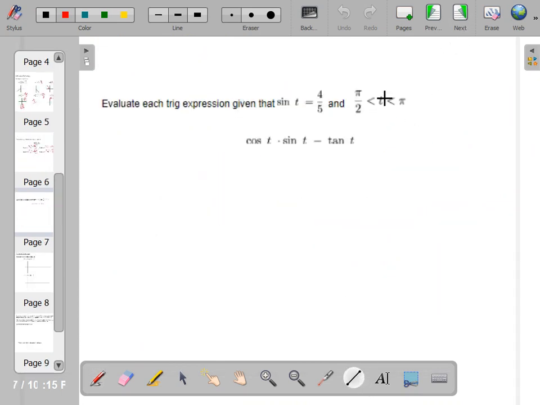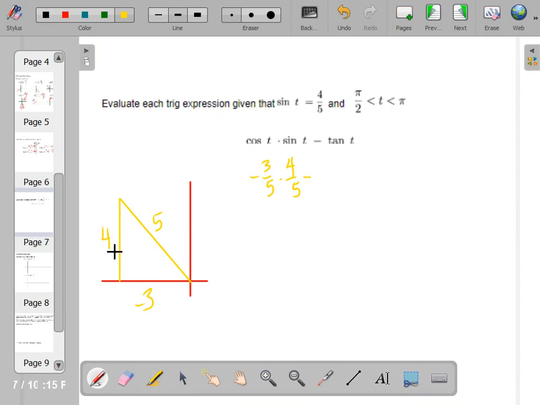Given that we are in the second quadrant, between pi over 2 and pi, and sine is 4/5, so opposite over hypotenuse. This is a Pythagorean triple, so that's 3, and it's negative. Cosine is negative 3/5, sine is positive 4/5, and tangent is opposite over adjacent, that's negative 4/3.